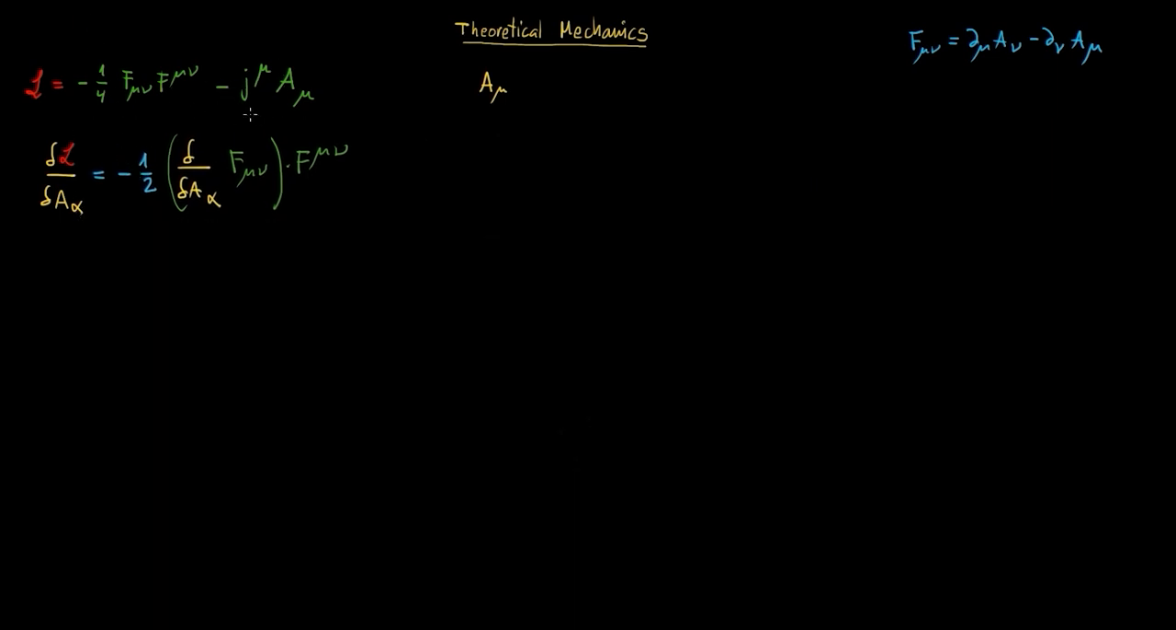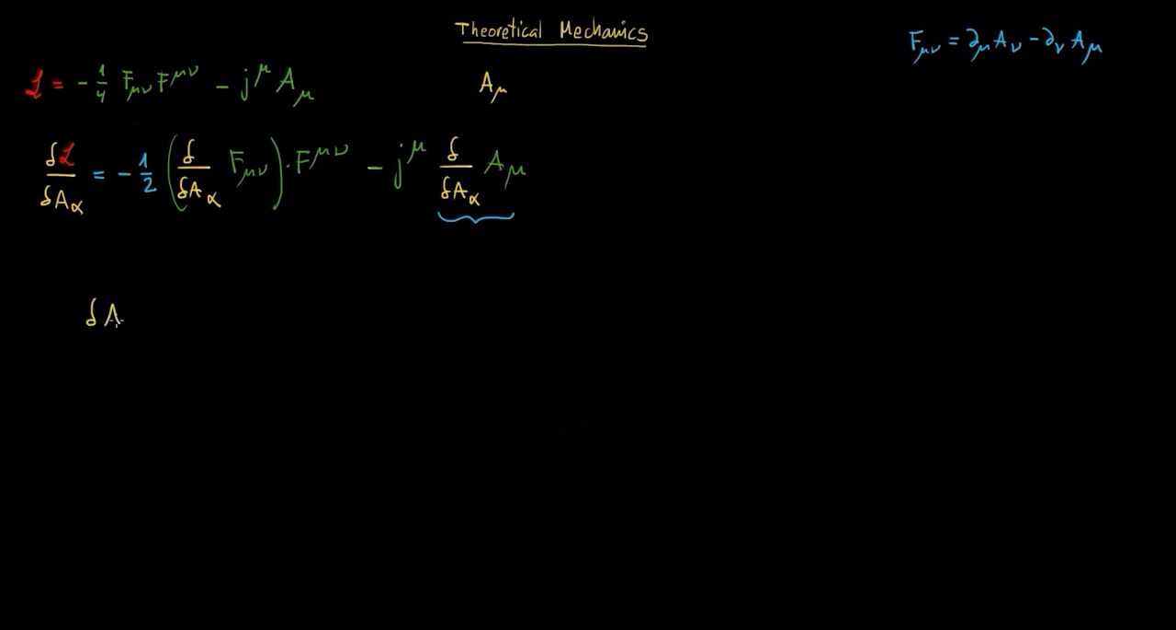Sorry, we need to add this functional derivative, of course: G mu, the functional derivative with respect to A alpha of A mu. Now this is correct. Let's start with this apparently simple expression, and let's do it.